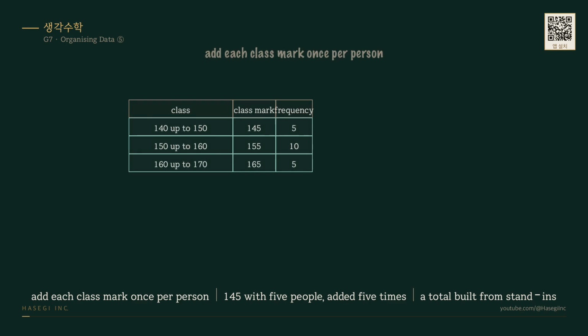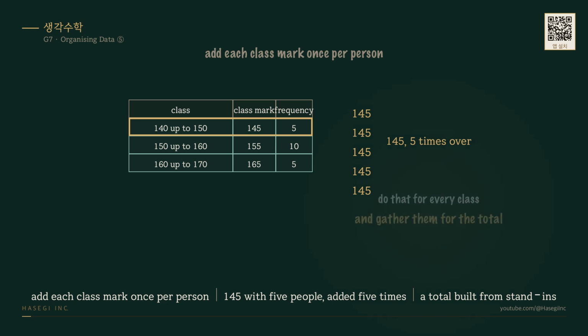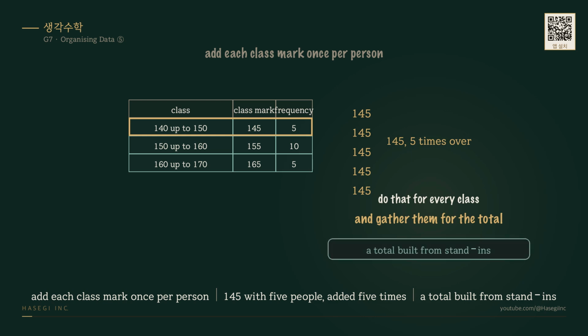If 5 people sit in a class whose mark is 145, treat all 5 as 145 and add it 5 times. Do that for every class and collect it all, and you have a total. A total built out of stand-in values rather than real ones.